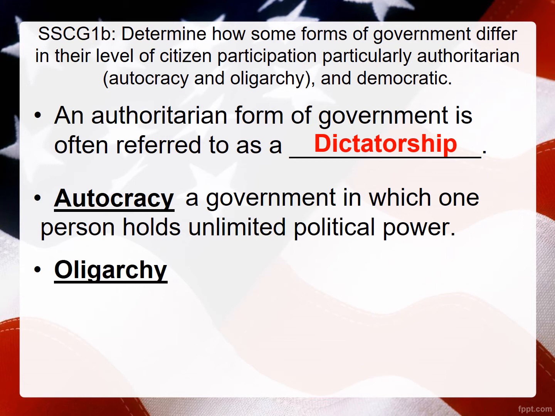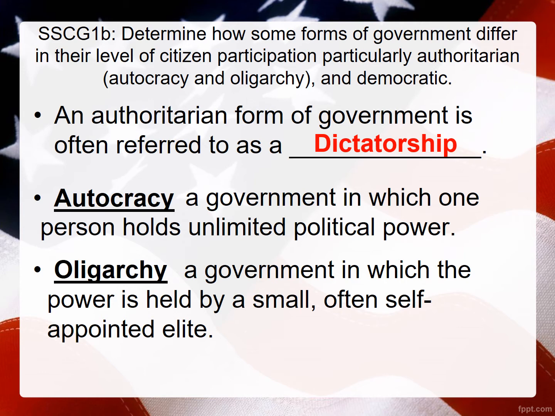The other type of authoritarian government is called an oligarchy. Now, you've got to think back from world history. What is an oligarchy? An oligarchy is a government in which the power is held by a small, often self-appointed elite. In other words, a small group of people, usually a small number of individuals or families or groups, that have all of the power in the country. So those are two types of authoritarian governments.